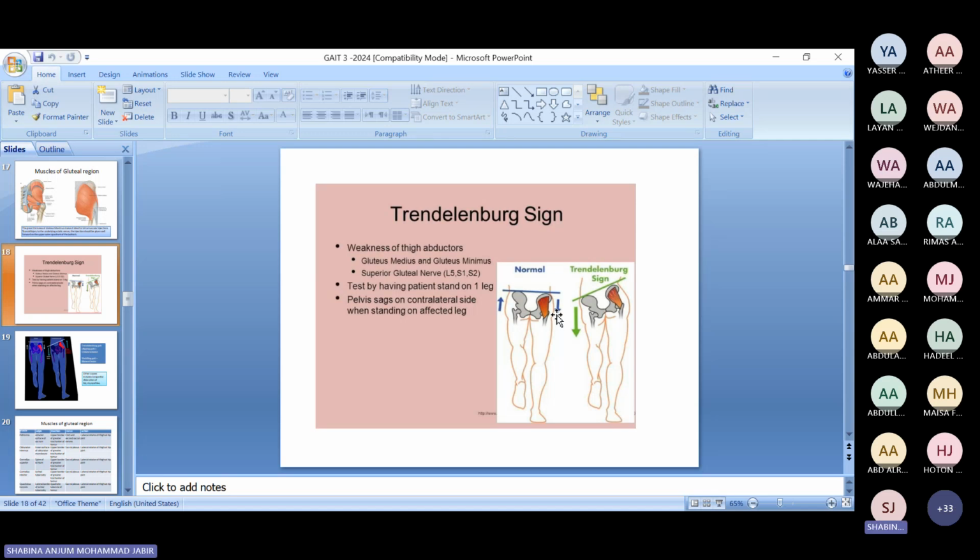Don't worry about this. When you come to the lab, you can try it. This is the normal movement. It happens when both your gluteus medius, right and left, are normal. When you raise your foot, your hip will go a little above and it is balanced by the opposite side. But if there is a problem in the opposite side abductors, it cannot balance and it will take your hip down.